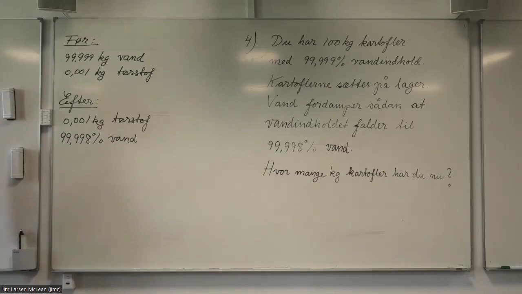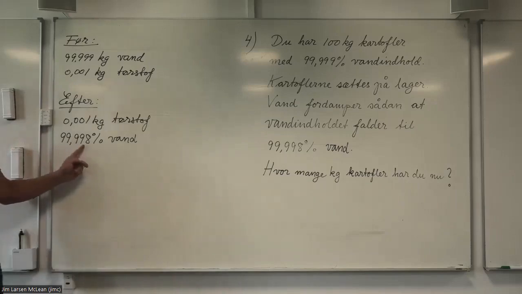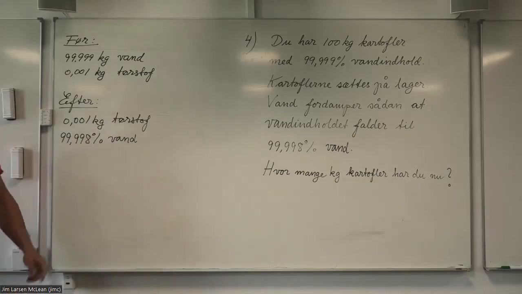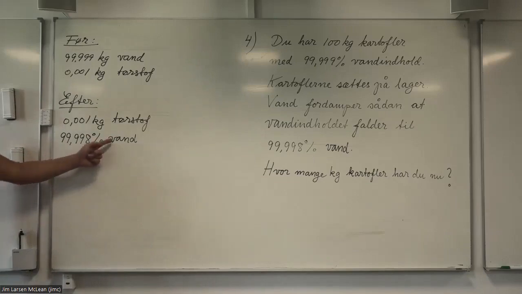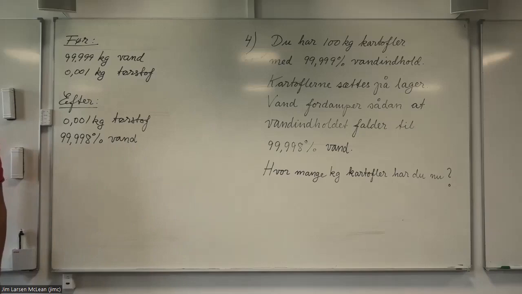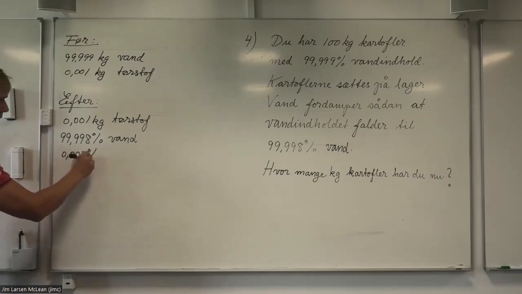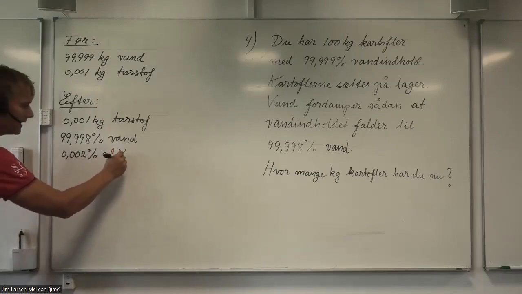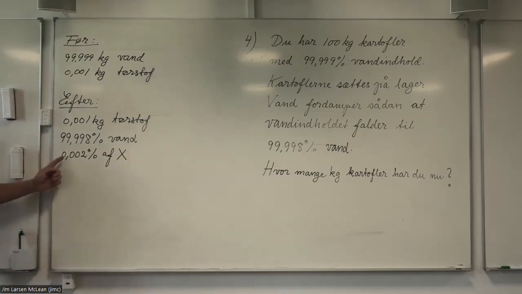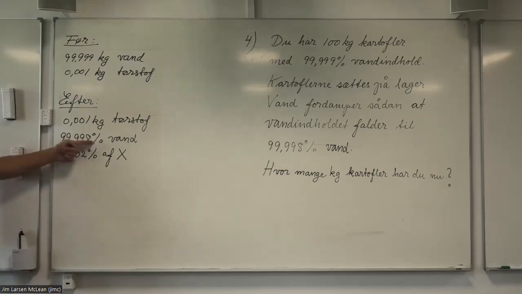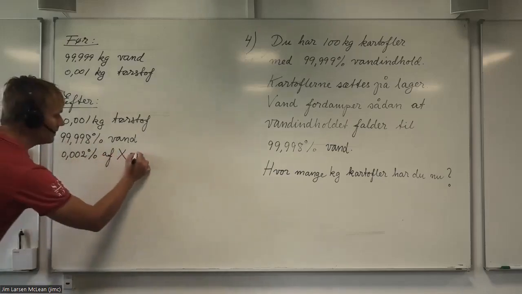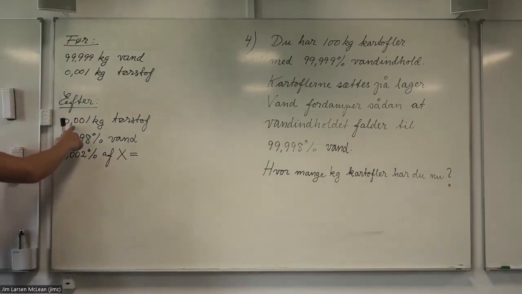But we don't know how many kilograms of potatoes we have. We just know that no matter how many we have, 99.998% of it is water. Well, if 99.998% of it is water, how many percent isn't water? It has to be the rest up to 100%. So that means I also have 0.002% of the number of kilos of potatoes I have, which I don't know, so I'll call it x. So the rest of the percentages up to 100 taken from the number of kilos of potatoes should give me my dry matter, because what isn't water is dry matter. So this must equal the dry matter I have.